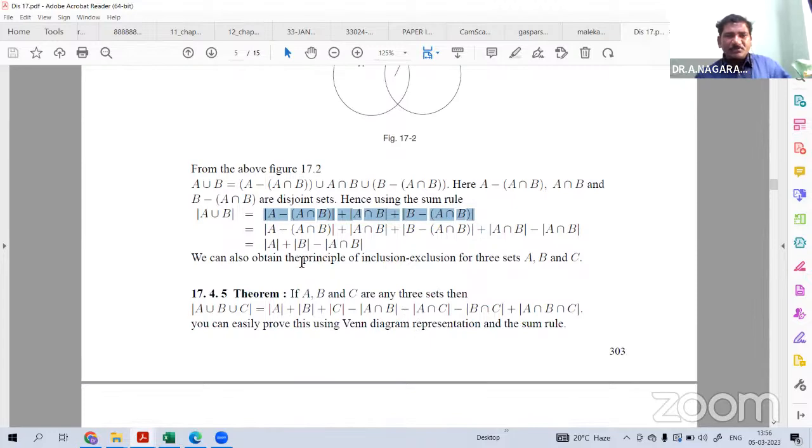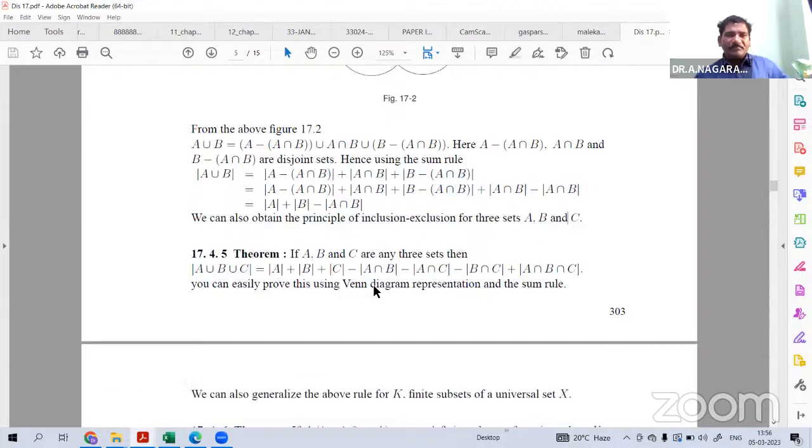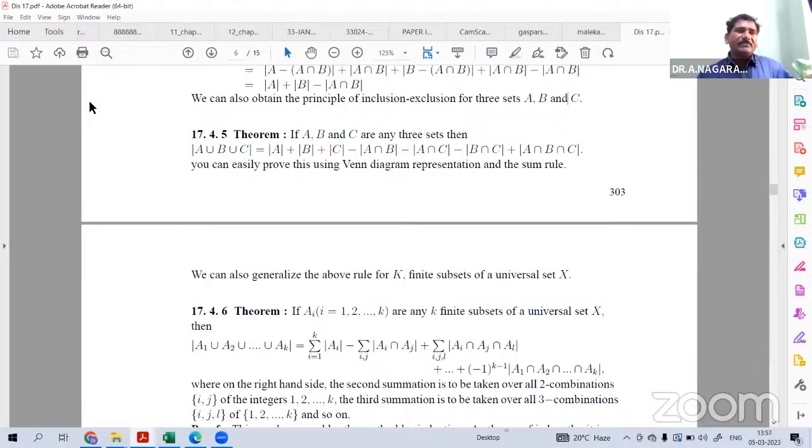This is called the principle of inclusion and exclusion for the two sets A and B. Now, if A, B and C are any three sets, then mod A union B union C equals mod A plus mod B plus mod C minus mod A intersection B minus mod A intersection C minus mod B intersection C plus mod A intersection B intersection C.